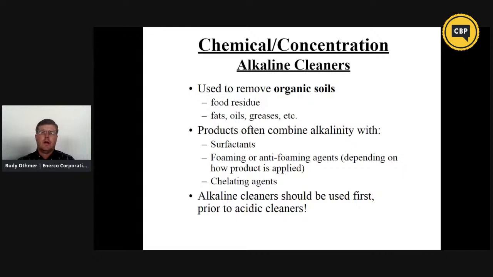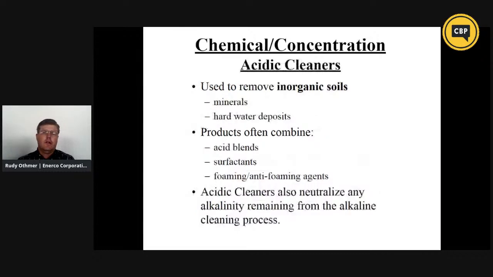And when you're looking at cleaning in general, again, clean off your organic soils first. Use an alkaline cleaner first, and then move on to an acidic cleaner. The acid cleaners are designed for and very good at removing your inorganic soils, minerals, hard water deposits, all the stuff that was not carbon-based, was not alive at some point in time. Calcium and magnesium, silica, those sorts of things.